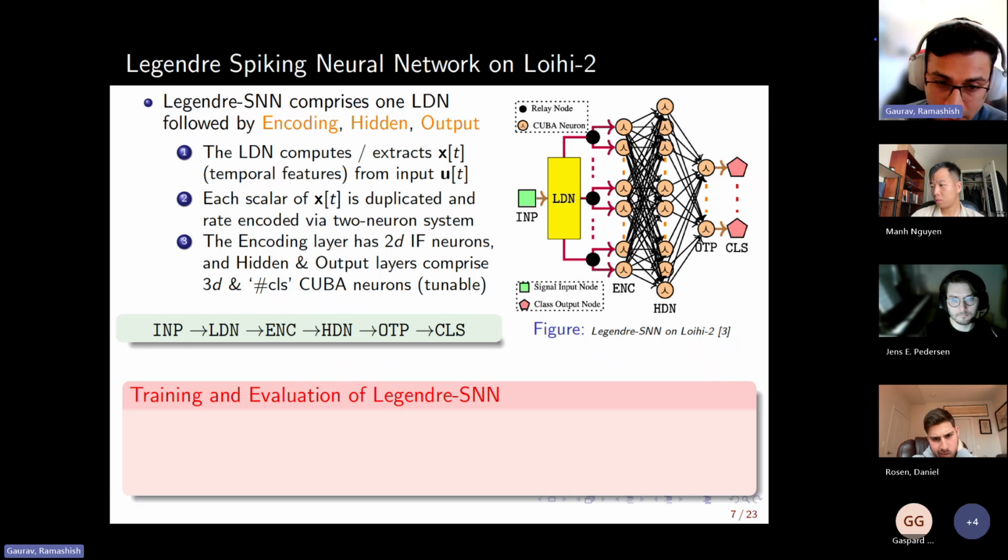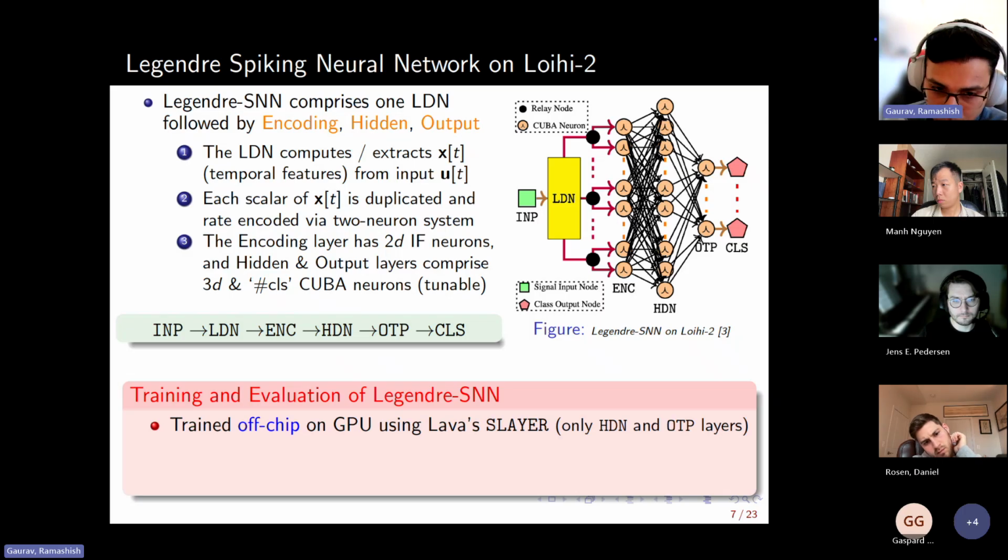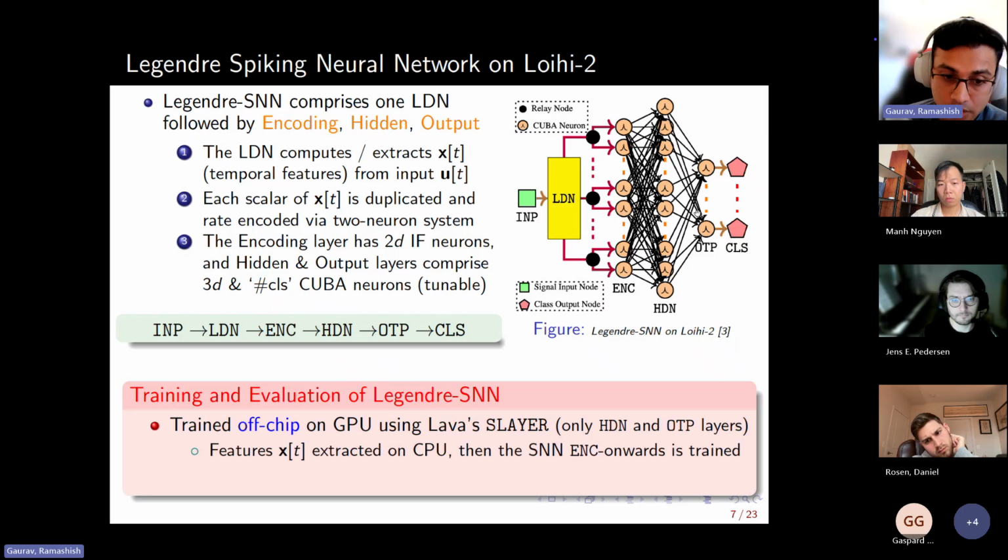So coming to the training and evaluation, a few small notes on that. The Legendre-SNN is trained off-chip on GPU using Lava's Slayer API, and only the hidden and the output layers are trained. These connections in black are the only ones which are trained. The features xt are extracted on the CPU.